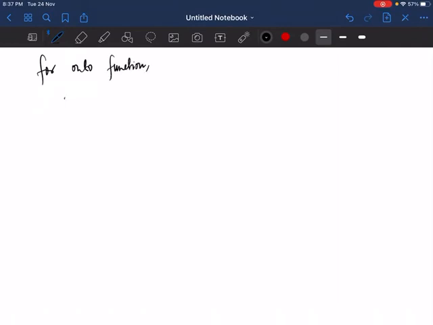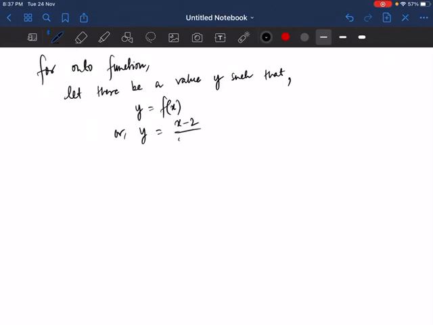So what we are going to do is let there be a value y such that y is equal to f(x). So I am assuming one particular value y such that y is equal to f(x). So here we are going to write y is equal to, now what is f(x)? f(x) is (x minus 2) divided by (x minus 3).